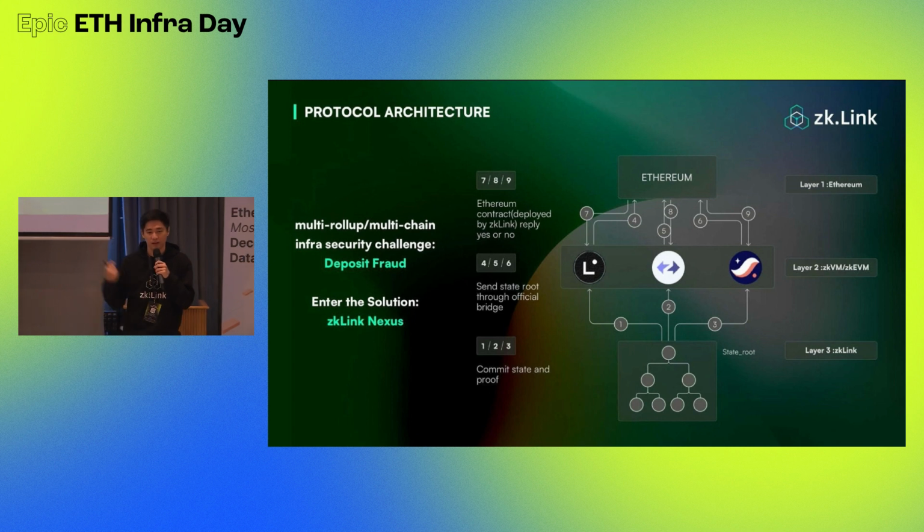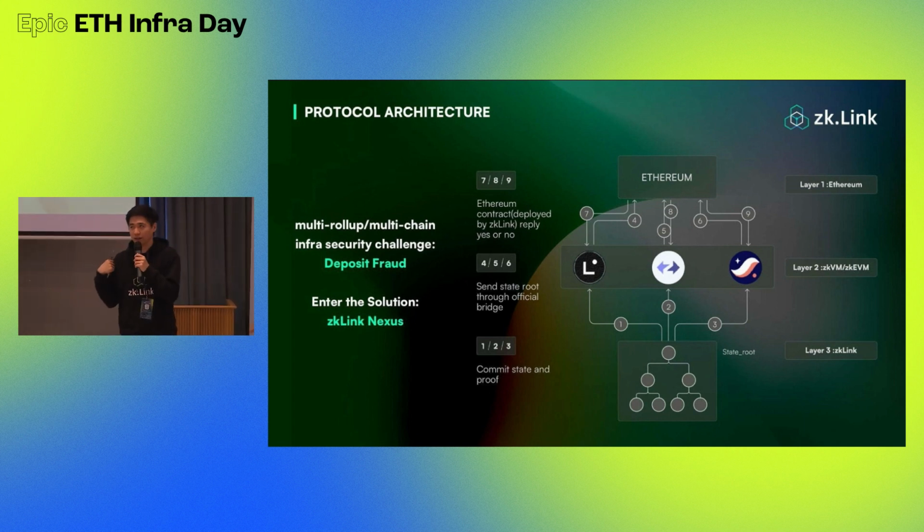For example, the validator of zk.Link can tell zk.Sync there's a 100 USDT deposit on Starknet, but the zk.Sync contract cannot verify that. They need to trust the validator in this sense. And likewise, Linea can receive deposit information from zk.Sync that it cannot verify. How can they verify this?